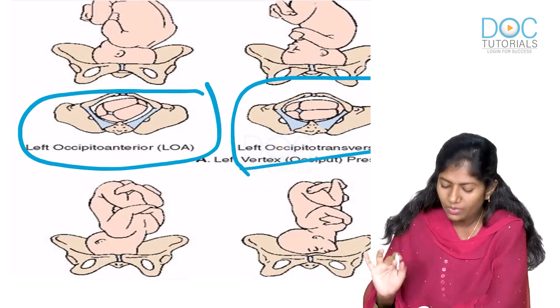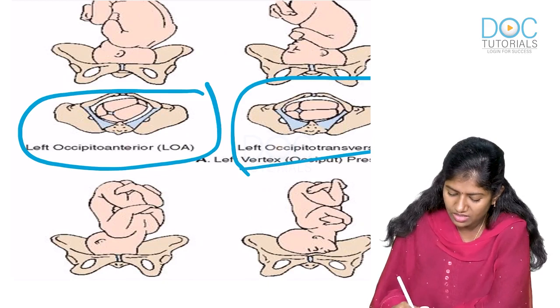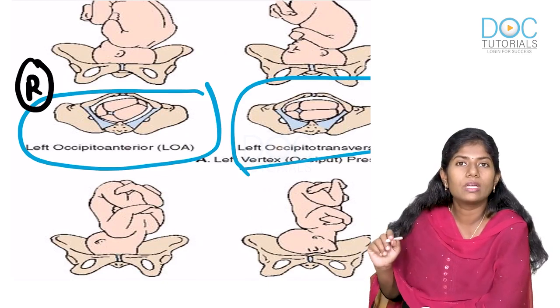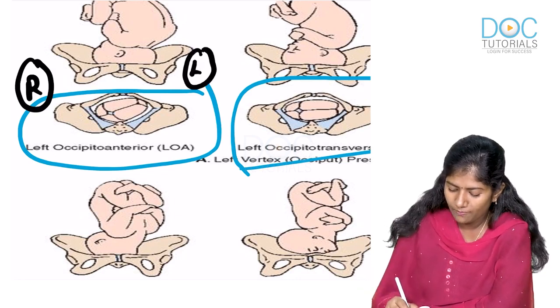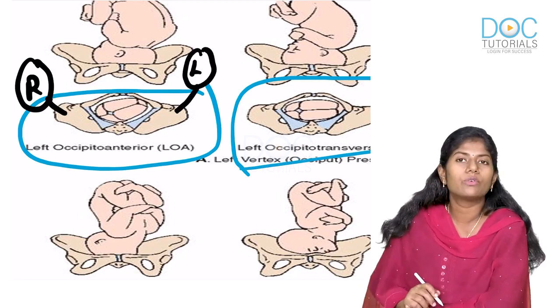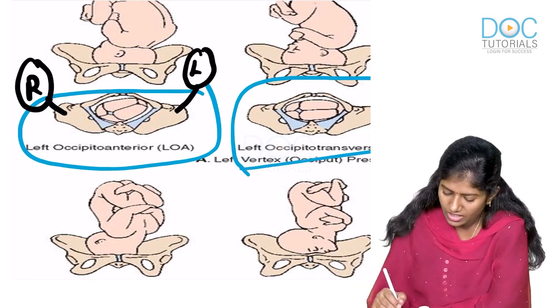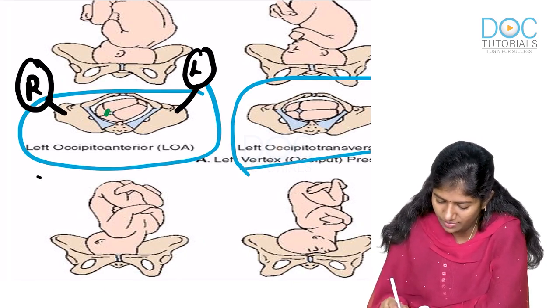Whenever you see this kind of a picture, always assume that this is the right thigh of the mother and this is the left thigh of the mother. Now, see the fontanelles. What you have here is a diamond shaped fontanelle.